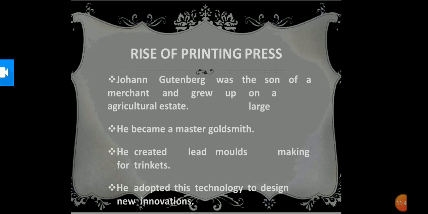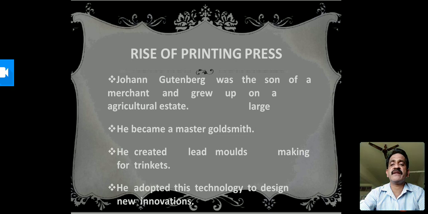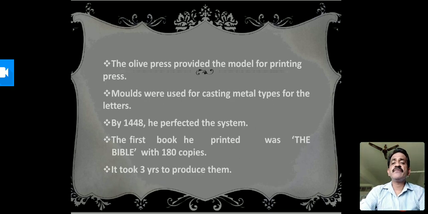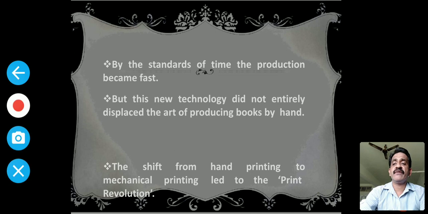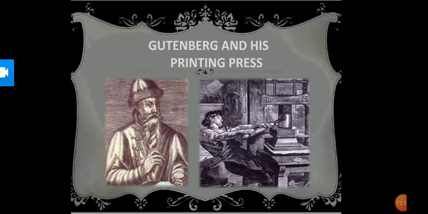By 1448, Gutenberg perfected the system. Then what happened? We'll see now. He perfected the system. Then the first book he printed was the Bible with 180 copies. It took 3 years to produce the 180 copies of the Bible. By the standards of the time, the production became fast. But this new technology did not entirely displace the art of producing books by hand. The shift from hand printing to mechanical printing led to what we call the print revolution.